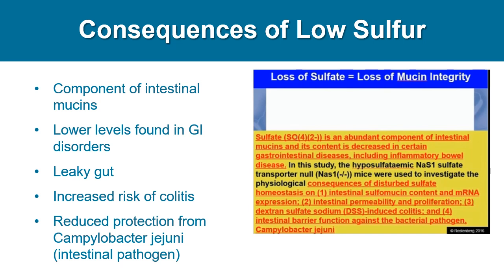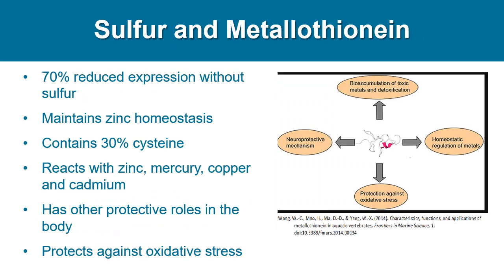There's lower levels found in GI disorders, increased risk of leaky gut, increased risk of colitis, and reduced protection from various pathogens like Campylobacter jejuni, which is an intestinal pathogen. So let's dive into the sulfur and another component here with metallothioneine. Metallothioneine is an important component of methylation, and it can bind mercury and other metals and escort them out of the body via the gut lining, the brain, and the liver.